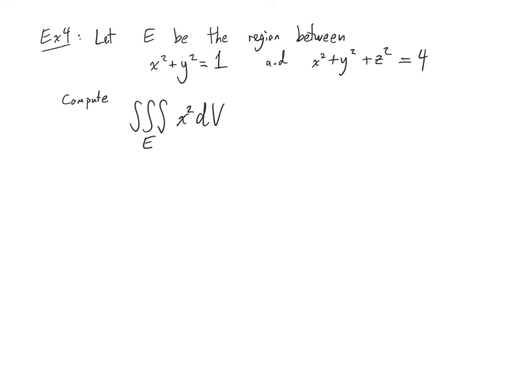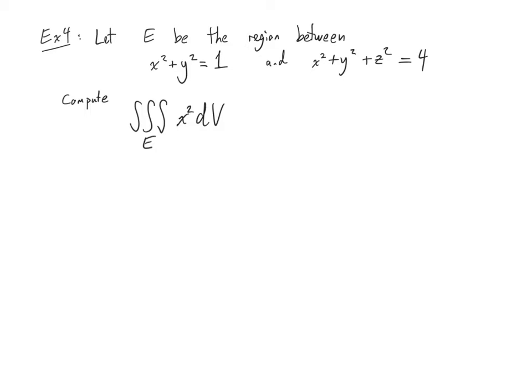So for the fourth problem, we're computing an integral, x squared dV, over a region E, and the region is between x squared plus y squared equals 1 and x squared plus y squared plus z squared equals 4. I encourage you to pause at this moment and try to draw a picture for what these two regions look like and how E is shaped.